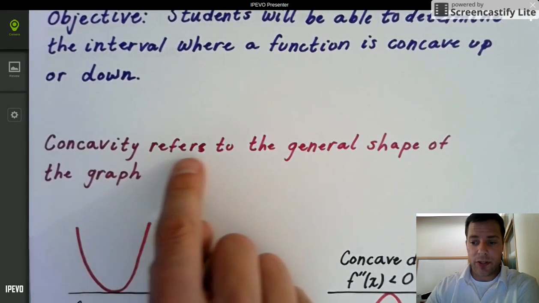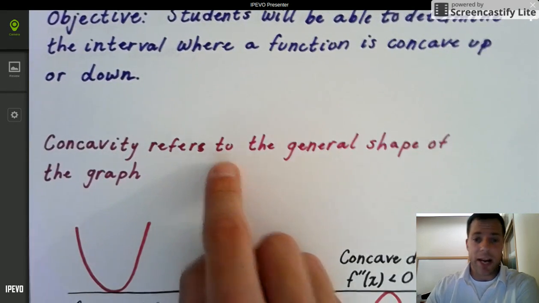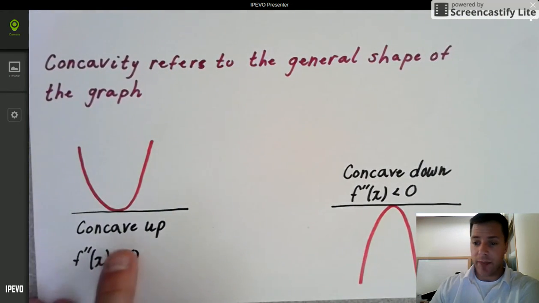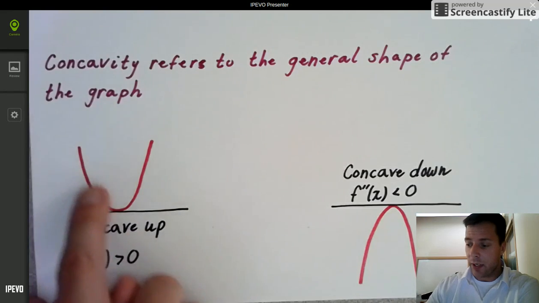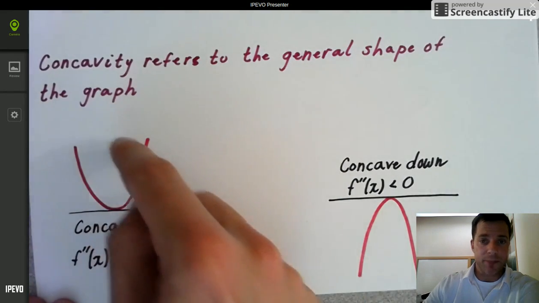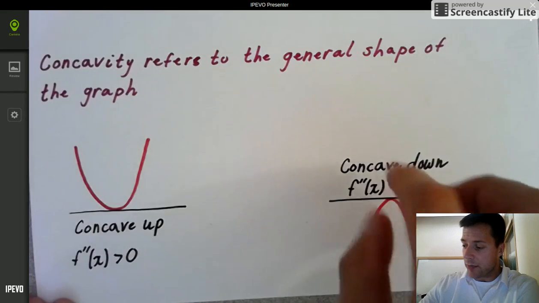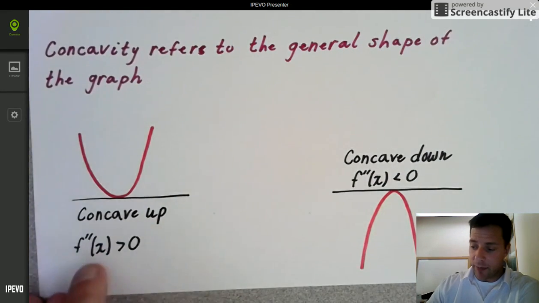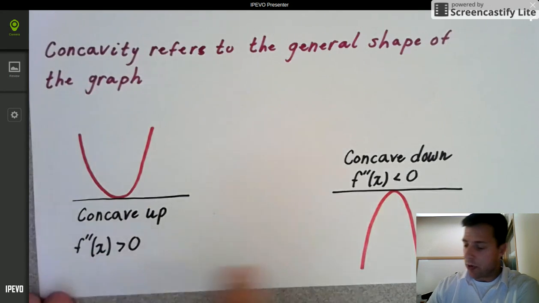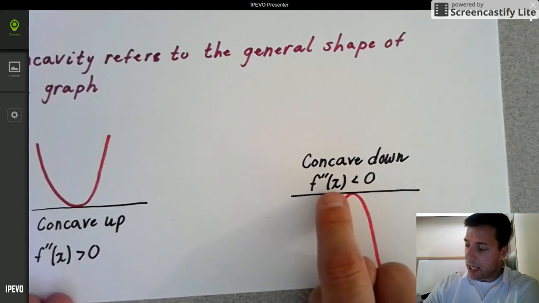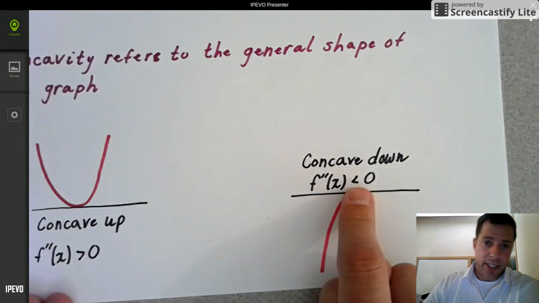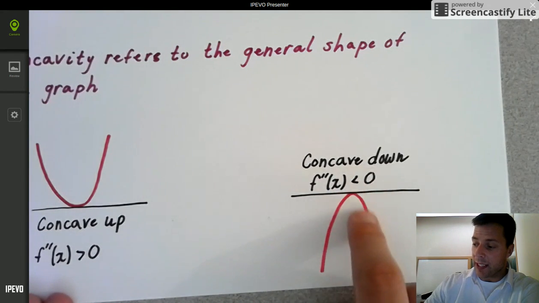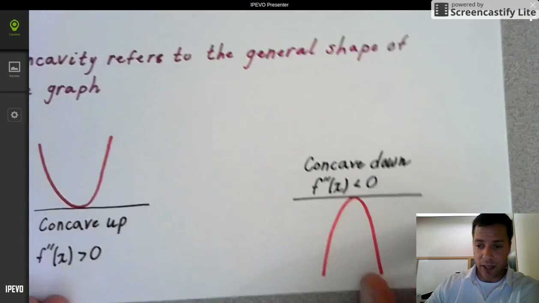Concavity simply refers to the general shape of the graph. What we mean by that is there are two things that can happen. Your function is either concave up, like a cup you can pour stuff into, or concave down, where stuff would just go off the cup. When you're concave up, your second derivative value is greater than 0. And if you're concave down, your second derivative value is less than 0. That's like a relative max, relative min kind of thing we're talking about here.